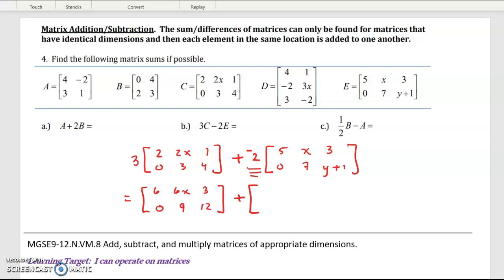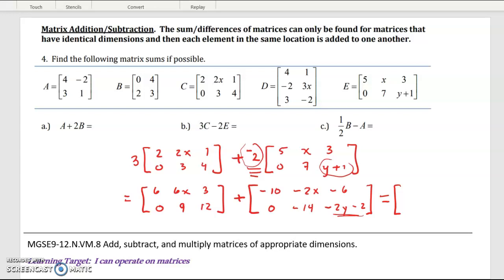So -2 times all of this gives me -10, -2x, -6, 0, -2 times 7 is -14, -2 times y plus 1 is -2y minus 2. Okay, so we distributed the -2 to y plus 1, and this is all one entry right here. All right, then we add the corresponding parts like we did in the last example.